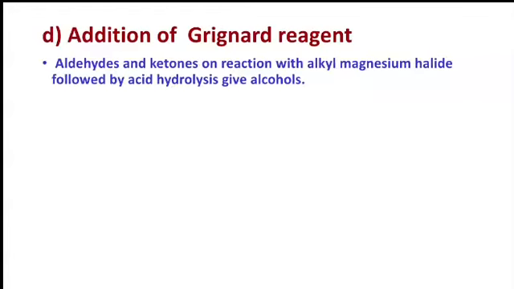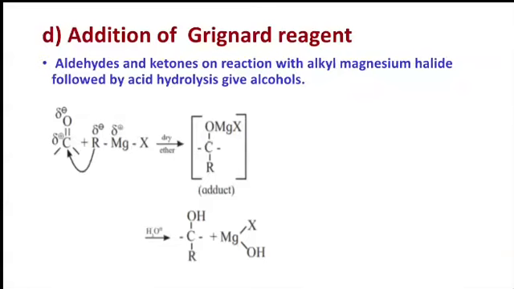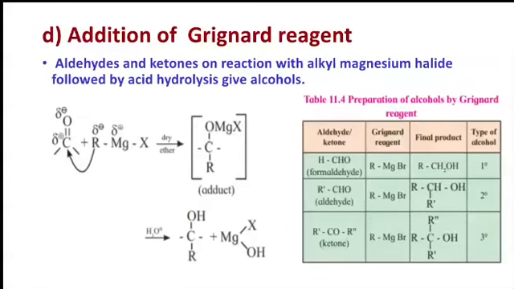Let's see the addition of Grignard reagent to aldehydes and ketones. Aldehydes and ketones on reaction with alkyl magnesium halide form addition product which upon hydrolysis with dilute mineral acid gives alcohol. The type of alcohol formed depends upon the aldehyde or the ketone used. For example, formaldehyde gives primary alcohol, other aldehydes give secondary alcohol, while ketones give tertiary alcohol.